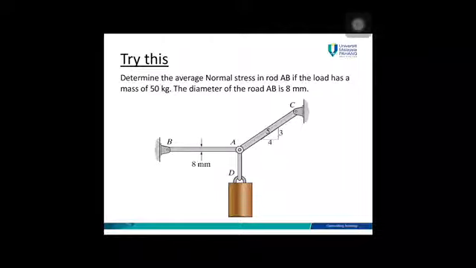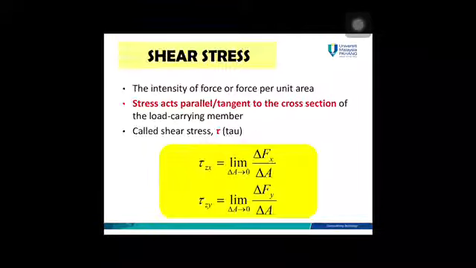For this exercise, determine the average normal stress in rod AB if the load has a mass of 50 kg. The diameter of the rod AB is 8 mm. The rod, this is the rod. So what is the shape of the cross section? It is a circle.